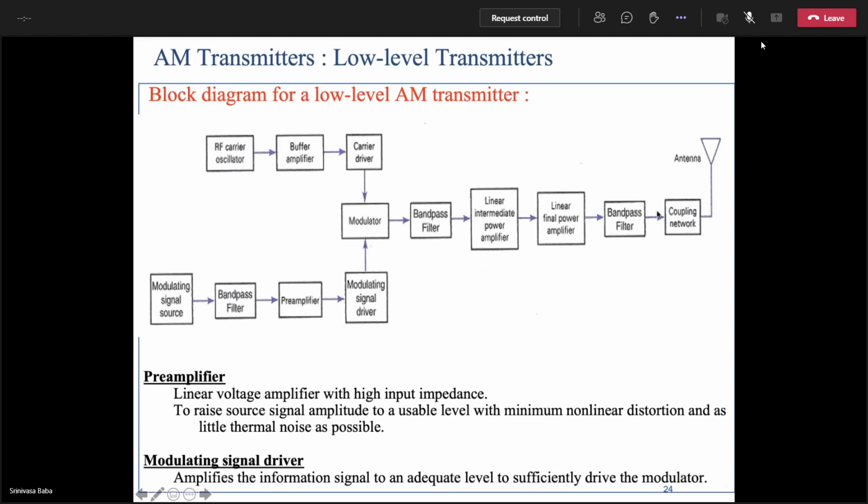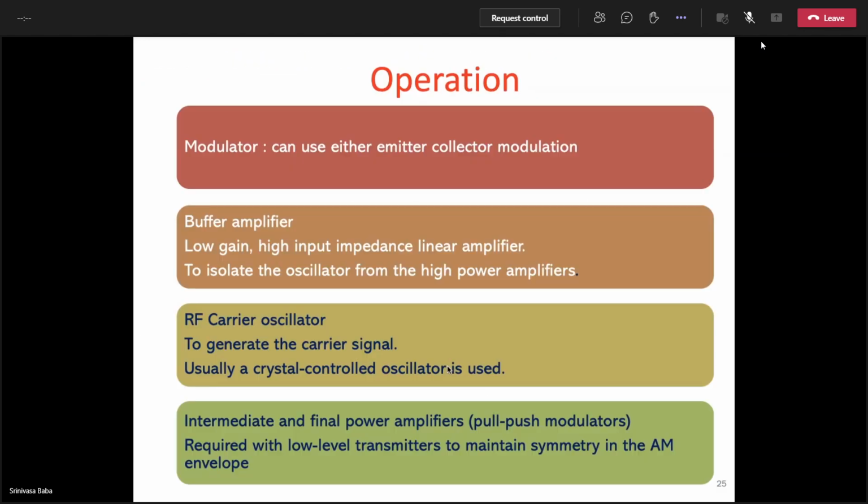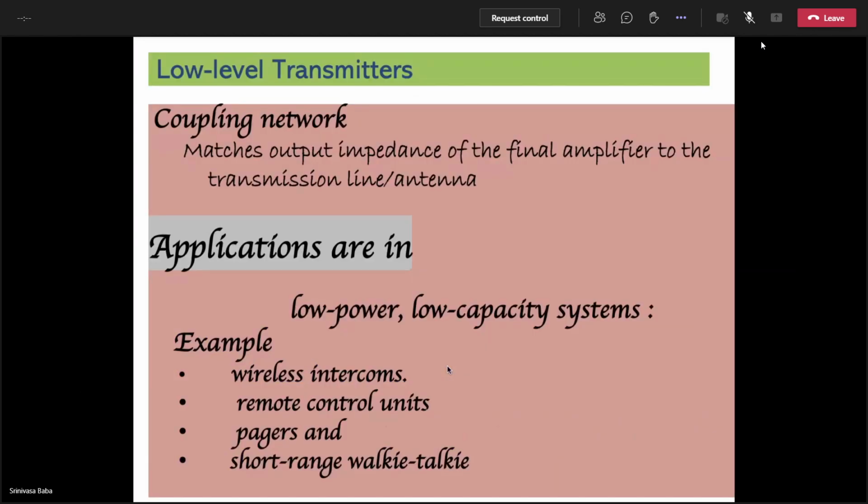If you cannot explain this coupling network and bandpass filters sufficiently well, then go back to the previous one. It is your choice, and I'll be sharing this presentation later by the end of this class. So operation again, whatever I have explained is there. Then coupling network, it matches the output impedance of the final amplifier to the transmission line or the antenna. That is the purpose of this.